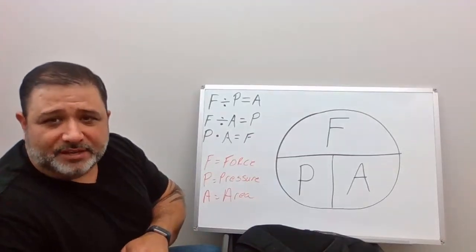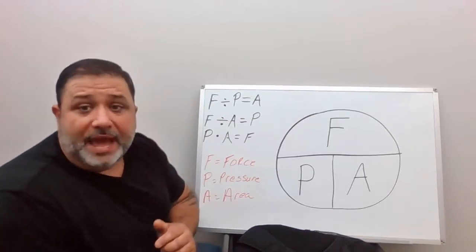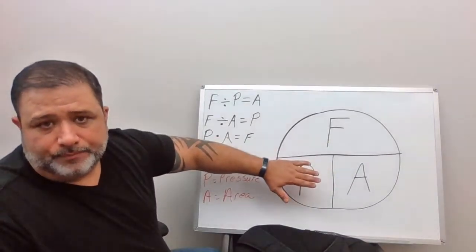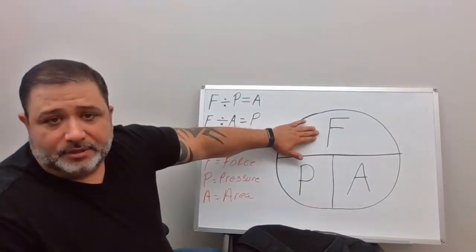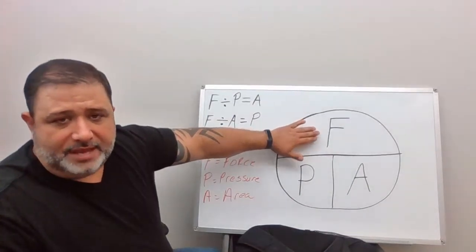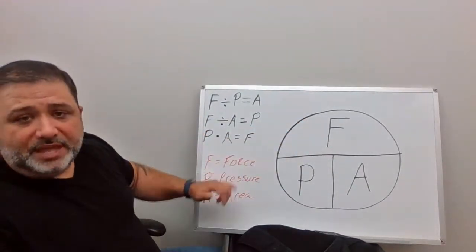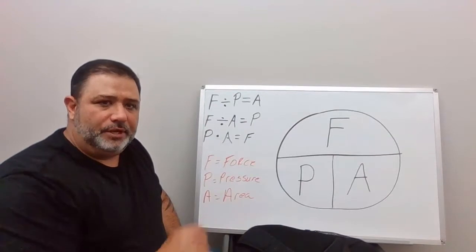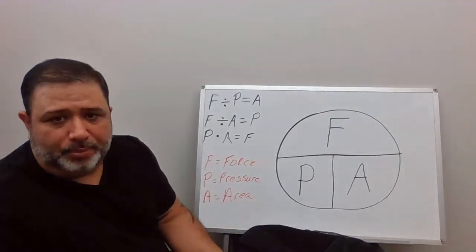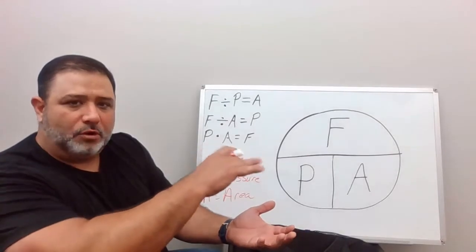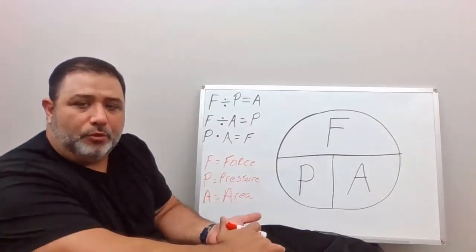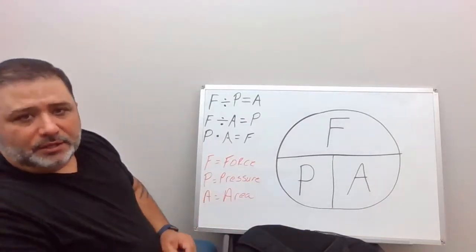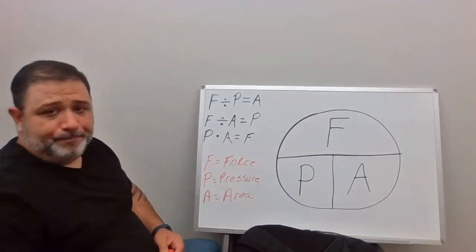Okay, Pascal's formula. How does it work and how do we use it? As you can see here, this is the formula we use. F sits on top. That is force. That is the amount of force, the amount of weight that's pushing down against the fluid. Say a loader picking up dirt, the amount of weight or force the dirt is pushing down on the bucket to create force onto the fluid. So F is force. Okay?